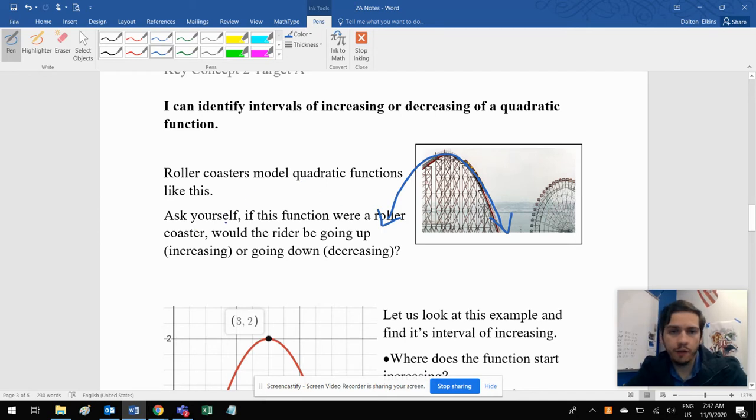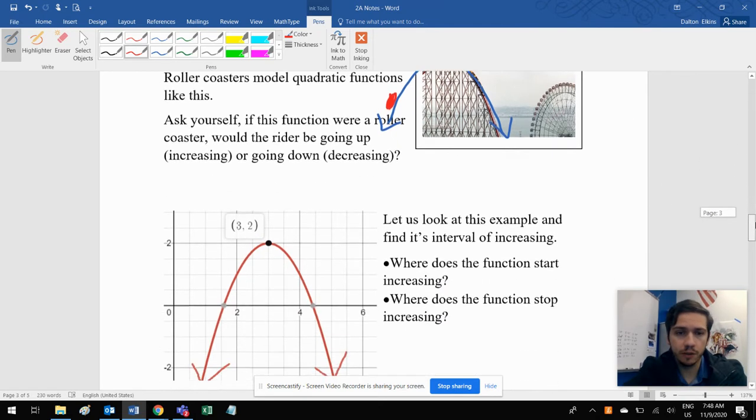So I want you to ask yourself, if this function were a roller coaster, would the rider be going up, as increasing, or going down, as decreasing? If you can picture yourself on a roller coaster, would you at that moment be increasing, going up, or decreasing, going down? Ever been on a roller coaster? It's a bunch of ups and downs and lefts and rights, and that's what makes it fun. So we're going to think about that as we look at these functions here.